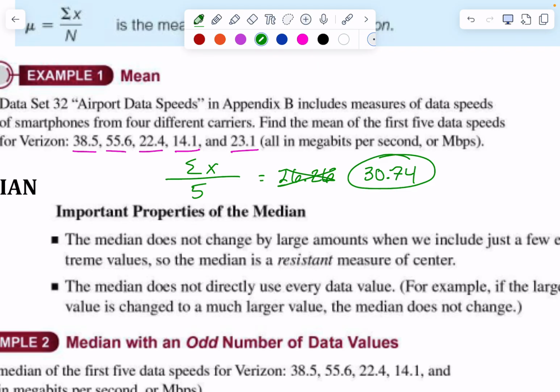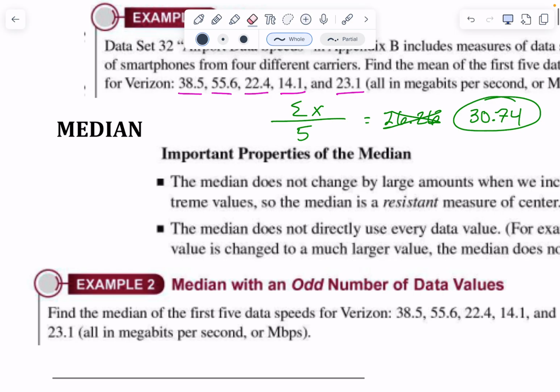I hate when you run. And these are airport data speeds. Then they're going to start throwing some numbers at us. All right, so that was average. We know how to find the average, right? The median is the middle.